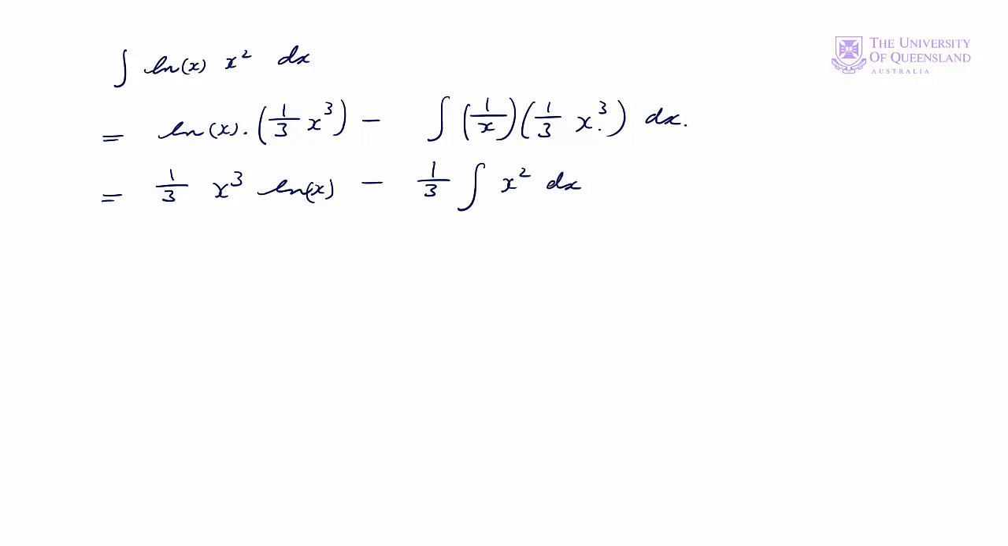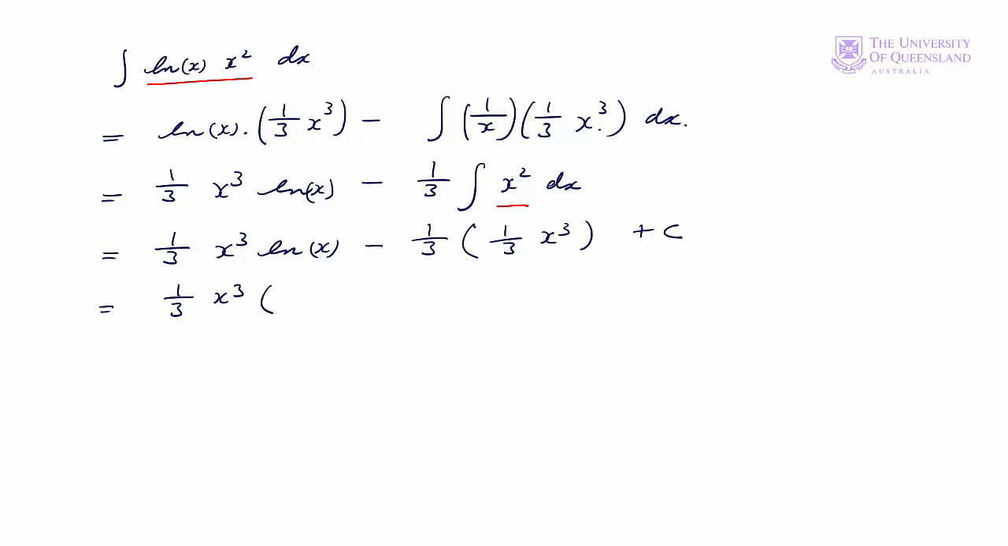We've achieved our objective. This integrand is much simpler than this one. Let's carry on. That will equal 1/3 x cubed log x minus 1/3 times, well, 1/3 x cubed plus c. We can simplify that a little bit more. We'll have 1/3 x cubed times (log x minus 1/3) plus c. Now let's look at the definite integral.